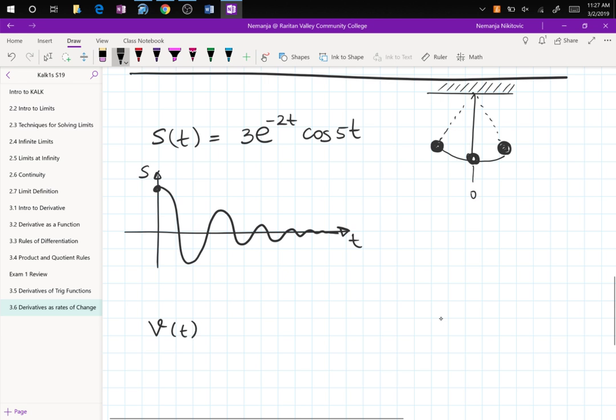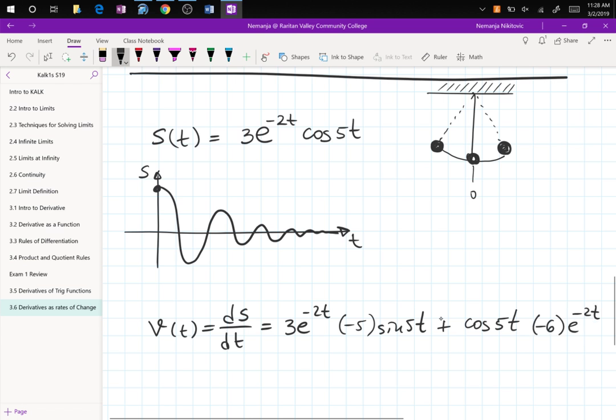So now we have a position function, and we want to know the velocity. So velocity would be the derivative of position, which means I have to do the product rule, because I have these two functions that multiply each other. So we copy the first, 3e to the negative 2t, times the derivative of the second, which would be negative 5 sine 5t. If you remember from the last class, derivative of cosine is negative sine, and if you have a number here, the number jumps in front. Plus, copy the second, which is this, times the derivative of the first, which would be negative 6e to the negative 2t.